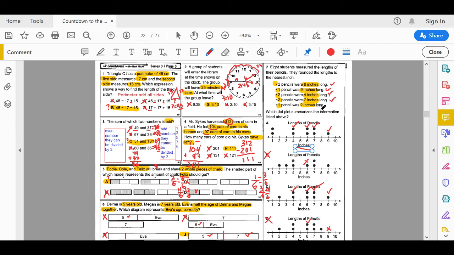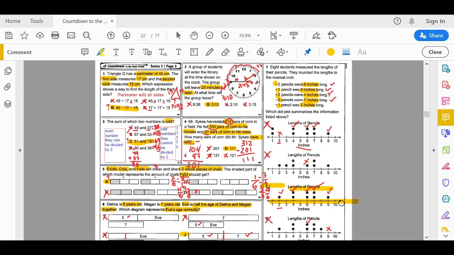1 pencil was 2 inches long. 2 inches long, and I don't see any pencil here. So letter A is not correct. I'm going to cross it out. And if I go to letter C, in the number 2, 2 inches, I should see 1 pencil. And there it is. Letter C is the right option here. So letter C. I'm going to highlight all the letter C here because that's the right option.